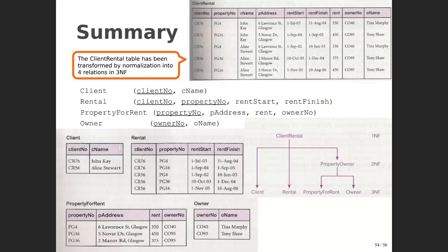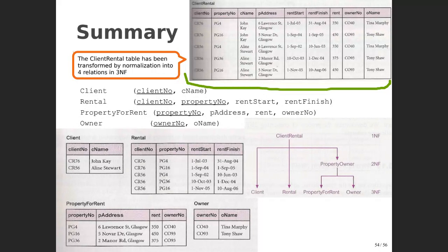Okay, so this is a summary. This is the unnormalized form. Then the flattened table: we remove the repeating groups. This is the first normal form. We remove the repeating groups. Sorry, we flatten the table by filling the blanks.